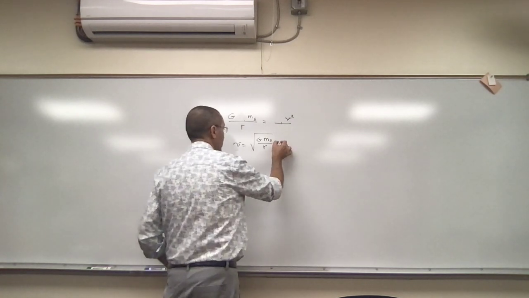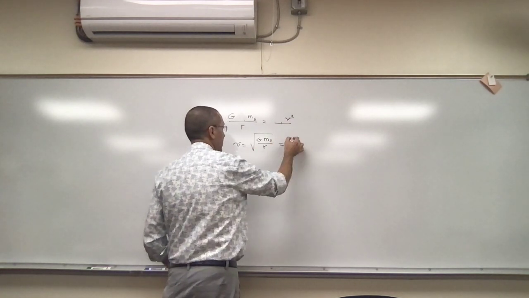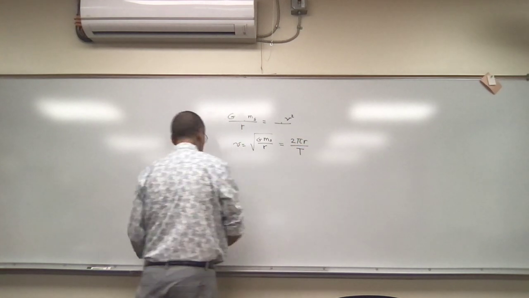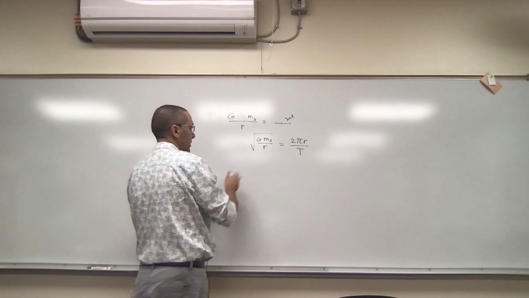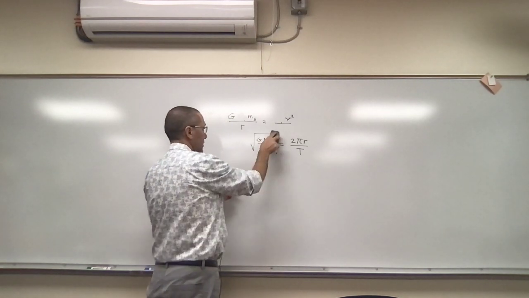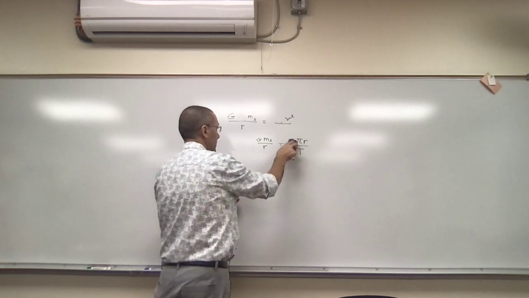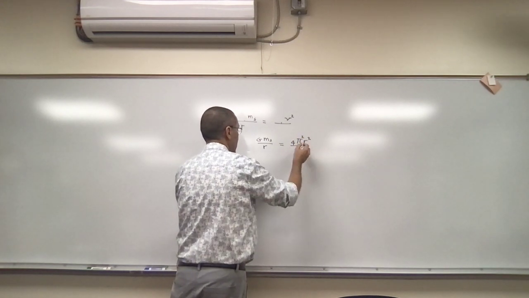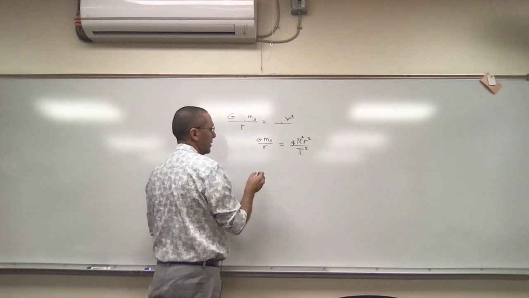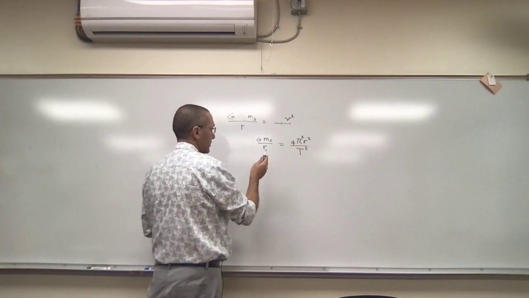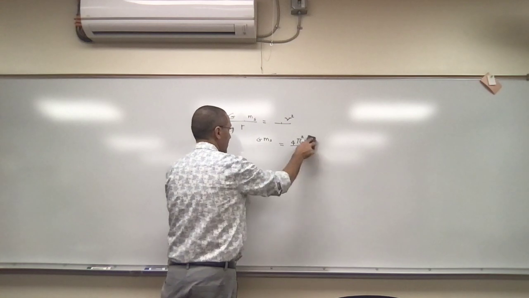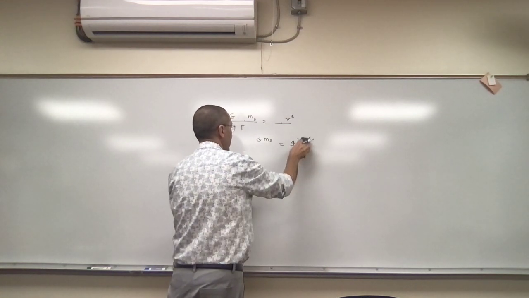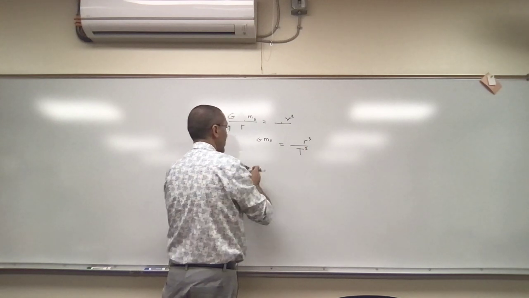Assuming a circular orbit, v is distance, which is 2 pi r, over the period. Now let's manipulate this a little bit. I'm going to square both sides. So this becomes a 4, and this becomes squared, and this becomes squared. Then I'm going to bring the r and the t together, so I'm going to multiply both sides by r. So this becomes r cubed. And I'm going to bring this 4 pi squared down here.